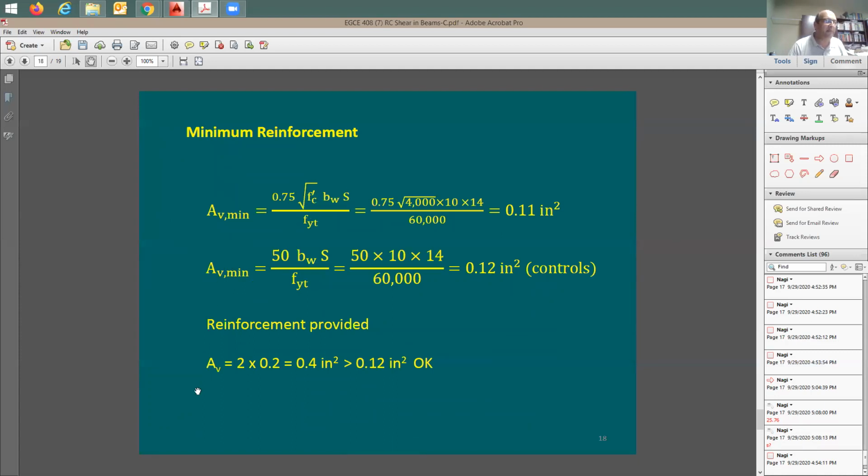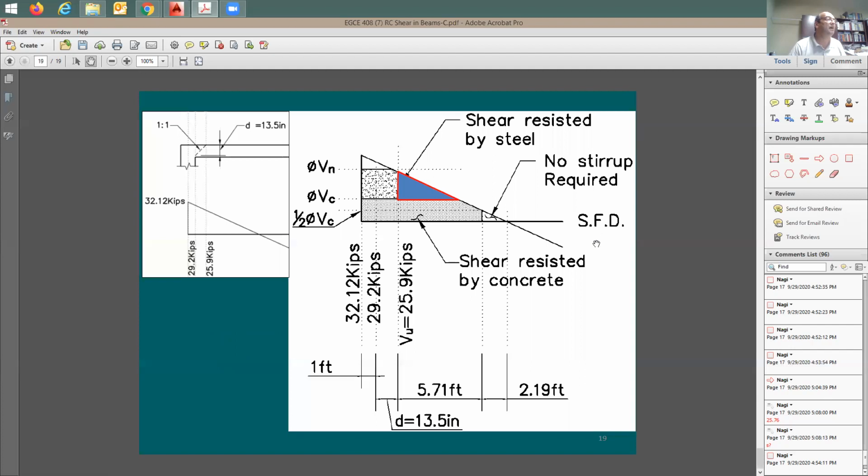The A_v I'm providing is going to be how much? 0.4 square inches. So I'm good, I'm covered, right? I said good. Let me look here at the diagram and try to understand it more.